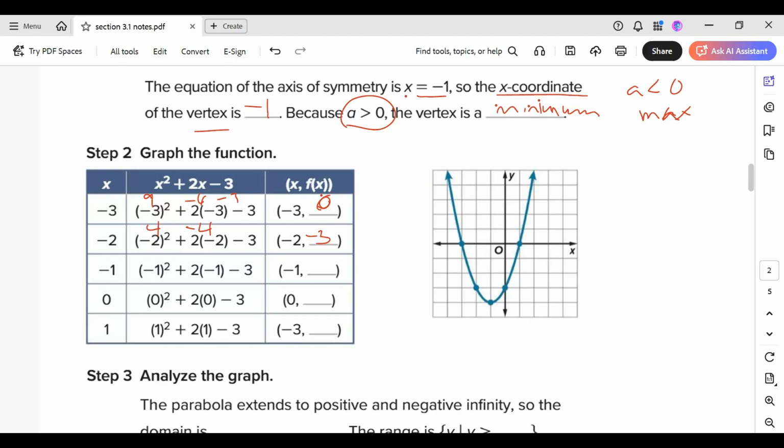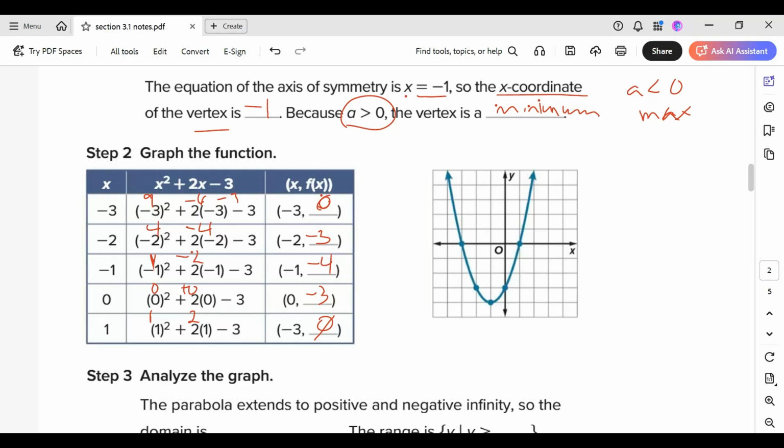When we stick negative 1 in, negative 1 squared is a positive 1. 2 times negative 1 is negative 2. So 1 minus 2 is negative 1. Negative 1 minus 3 makes it negative 4. When we stick 0 in, well, 0 squared is still 0, plus 2 times 0 is still 0, and then a negative 3. And when we stick positive 1 in, 1 squared is 1, 2 times 1 is 2, so 1 plus 2 is 3, 3 minus 3 makes it a 0 value.